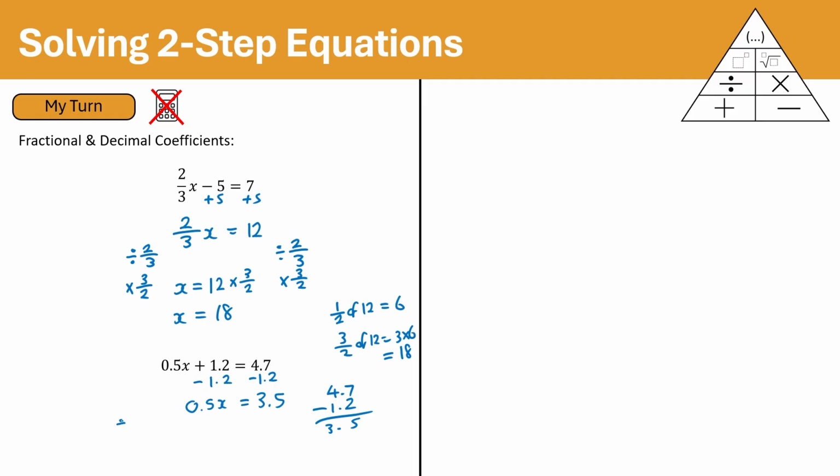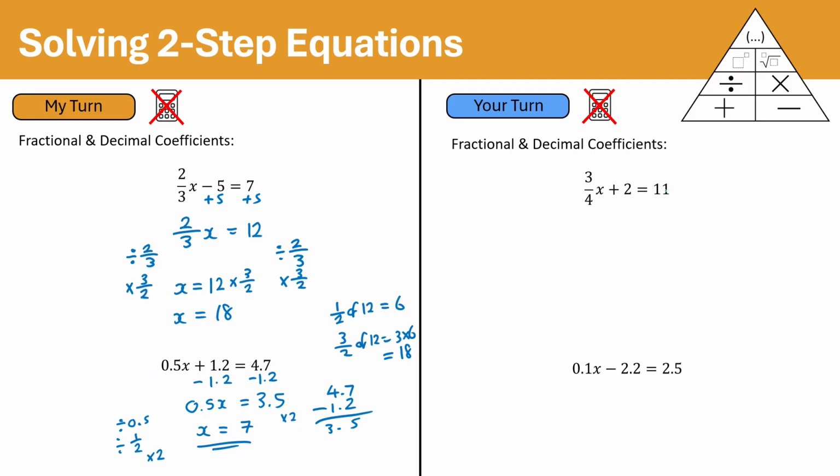I then want to divide by 0.5. And if you remember, 0.5 is a half. So that's the same thing as dividing by a half. And dividing by a half is the same thing as multiplying by the reciprocal of a half, which is 2. I actually need to multiply both sides by 2. On the left, that'll give me x. And I need to do 3.5 multiplied by 2 to give me 7. That's my answer. Pause the video and try these two.